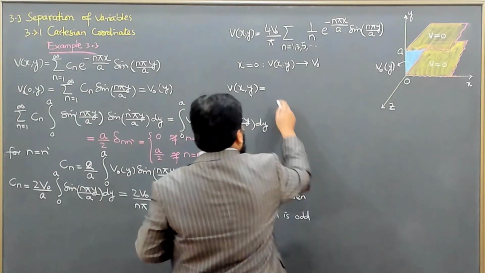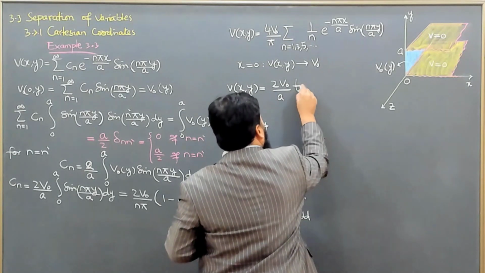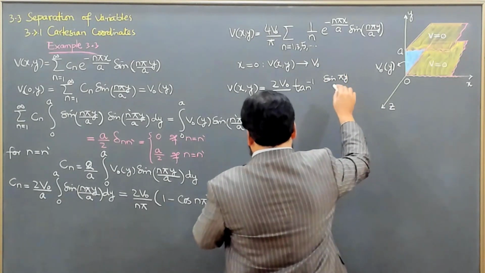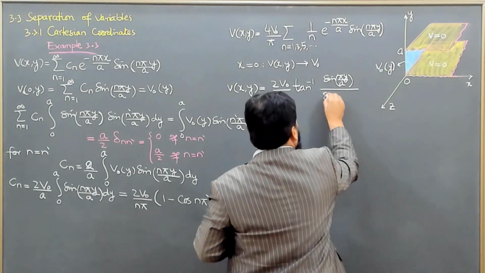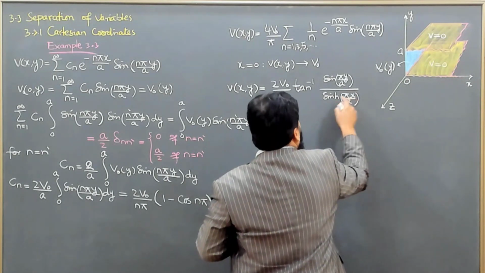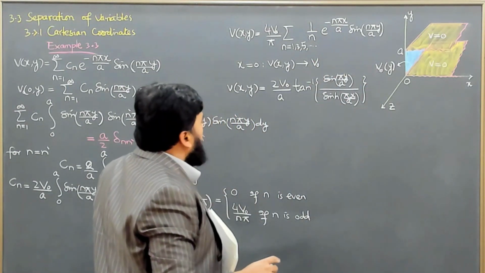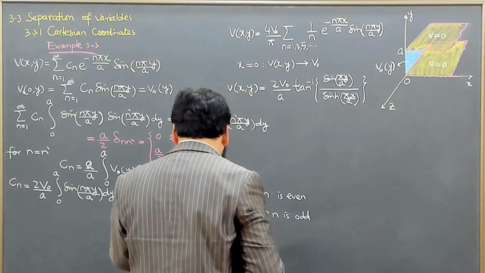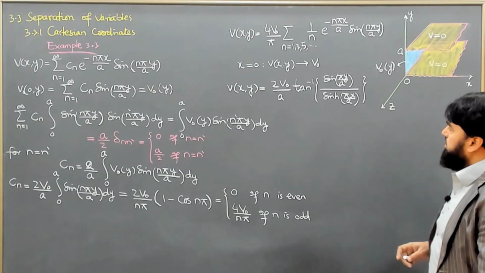you can write this thing, that this will finally come out to be 2v naught over a, and tangent inverse of sine(πy/a) divided by sinh(πx/a). The one that I told you, that the sine component has no iota involvement here, so it will convert into sine hyperbolic here with us, and after simplification we will get this thing in terms of tangent inverse.